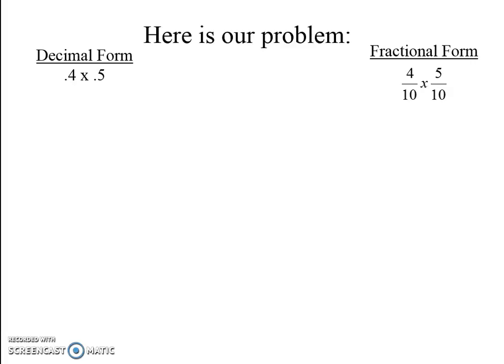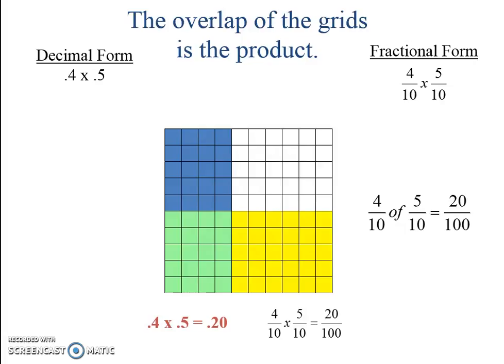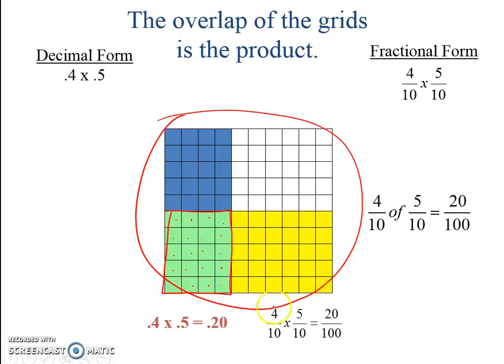So here's our problem, 4/10 times 5/10. And again, here's the decimal form that we talked about in our last unit. We didn't focus so much on the fraction form, but today we are. I start off with 4/10 because I have 1, 2, 3, 4 of my 10 pieces shaded in here, times 5/10, 1, 2, 3, 4, 5 of my 10 pieces shaded in here. And when I overlap them, I get, as my answer, this green portion here, which is 1, 2, 3, 4, 5, 6, 7, 8, 9, 10, 11, 12, 13, 14, 15, 16, 17, 18, 19, 20 pieces out of my whole, which is 100. So I can say 4/10 times 5/10 equals 20 hundredths.